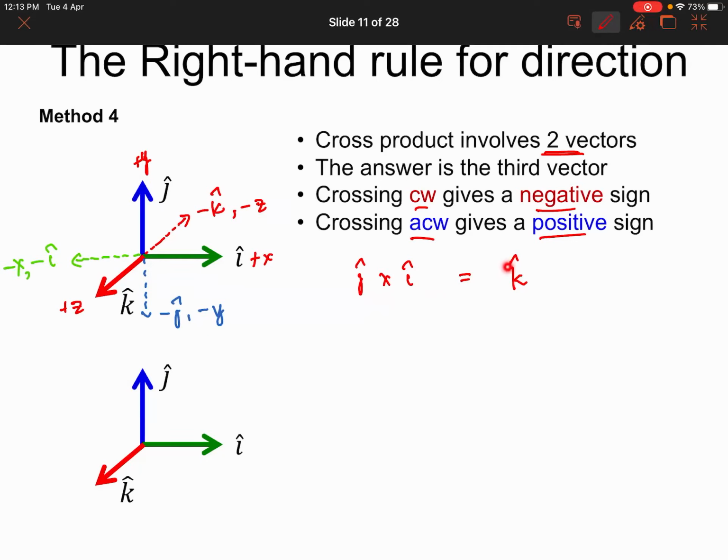And to find the sign of K hat, you go to your coordinate axis. If you do J hat crossed with I hat, you're going from J to I, and you're moving in the clockwise direction. When you're crossing J to I, clockwise means negative, so the answer is minus K hat.